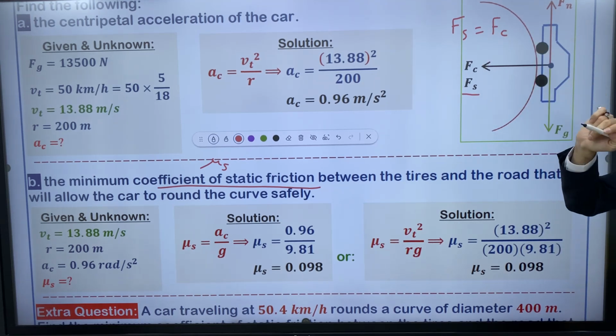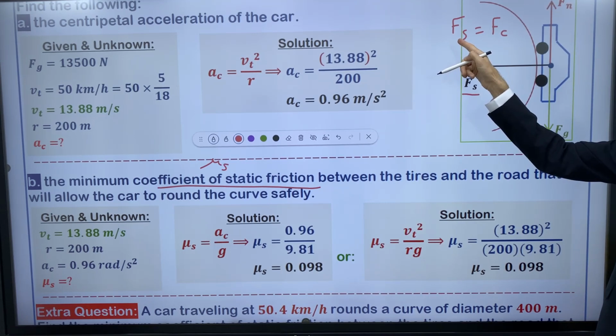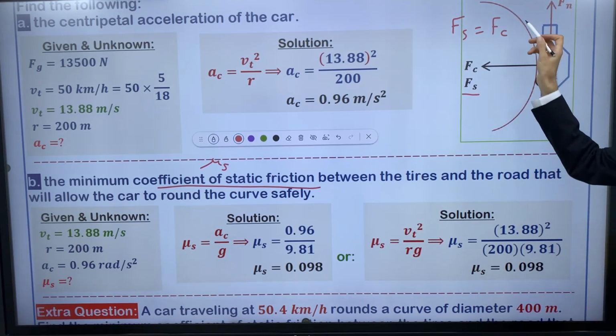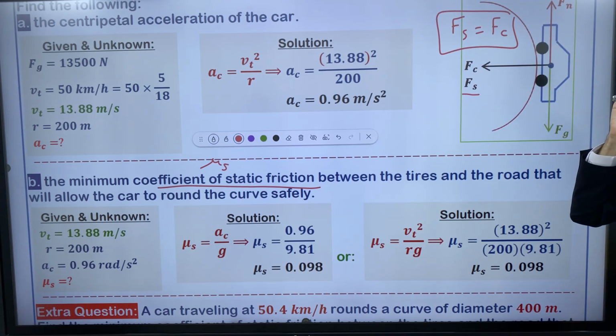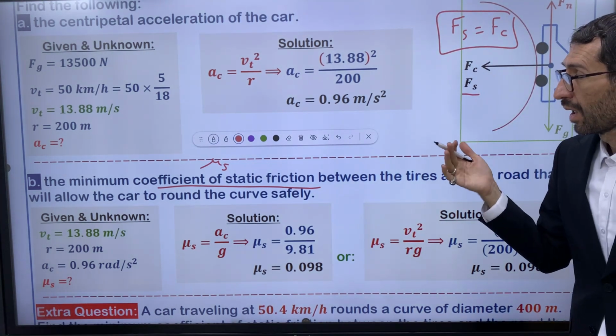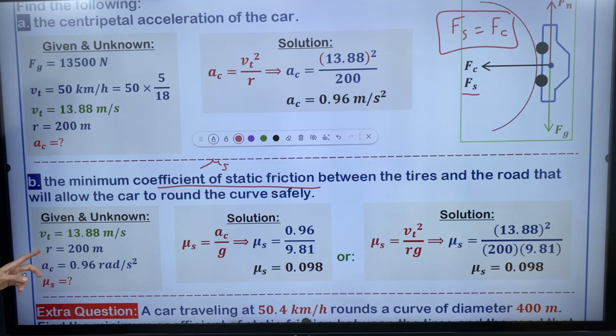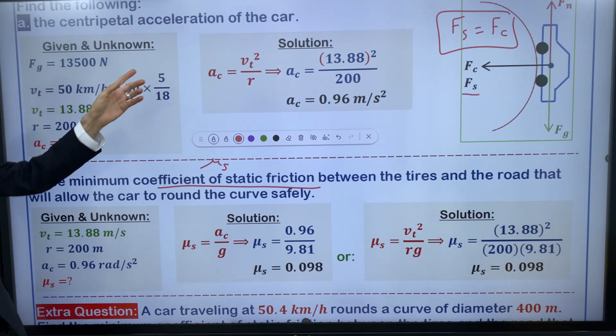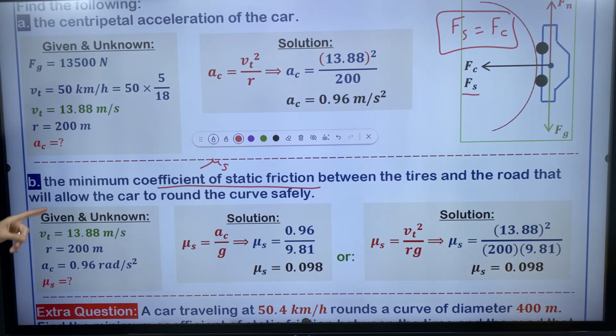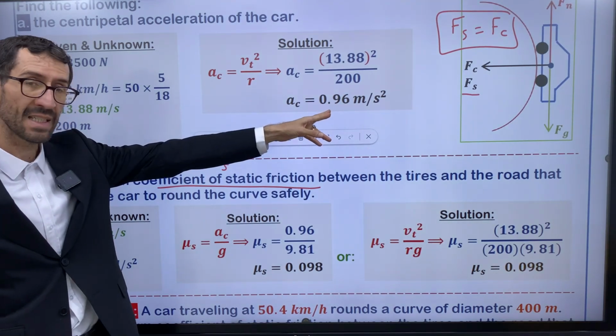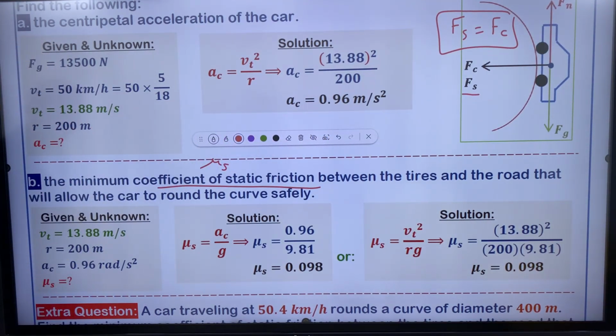Mathematically, Fs is equal to Fc. Fs means force of friction. Fc means centripetal force. Right? This is the condition. So by means of this information, Vt, we've already found a Vt in part A. We converted. And we had R. AC, we've already found AC, which is equal to 0.96 meter per second squared, and we look for mu s.